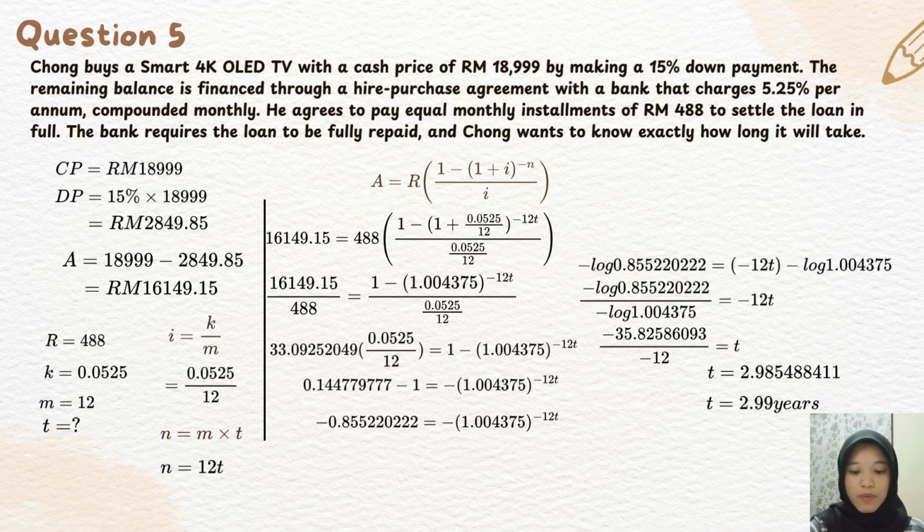Taking the log, negative log 0.855220222 equals (negative 12t) times negative log 1.004375. Negative log 0.855220222 divided by negative log 1.004375 equals negative 12t. Negative 35.825869093 divided by negative 12 equals t. So the answer is t equals 2.99 years.